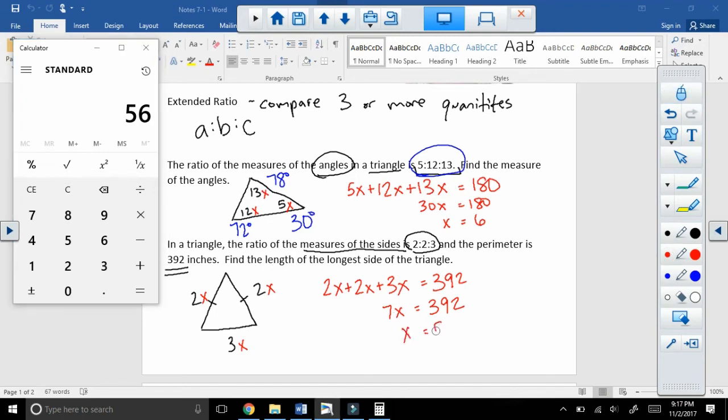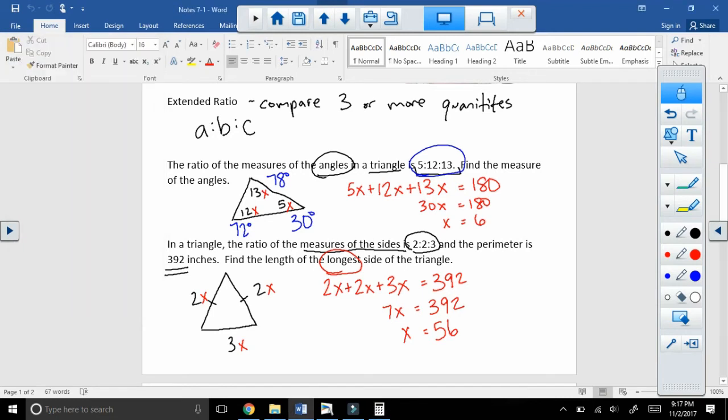So x equals 56, and again, it's not asking me to find x, it asked me to find the length of the longest side. So the longest side would be this one here. So I can just take that and multiply it by 3. And then this longest side would be 168. If it did ask you for those other sides, then you could plug them in for that. But here it's only asking for the longest one. And I would include some units on there, 168 inches, and then that one would be done.